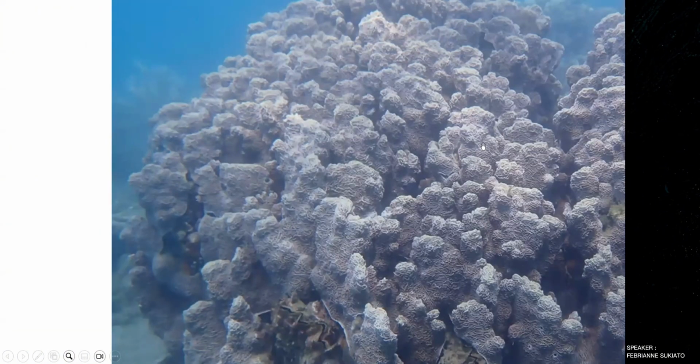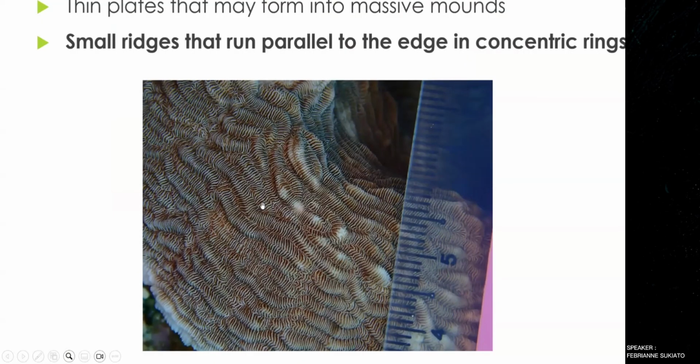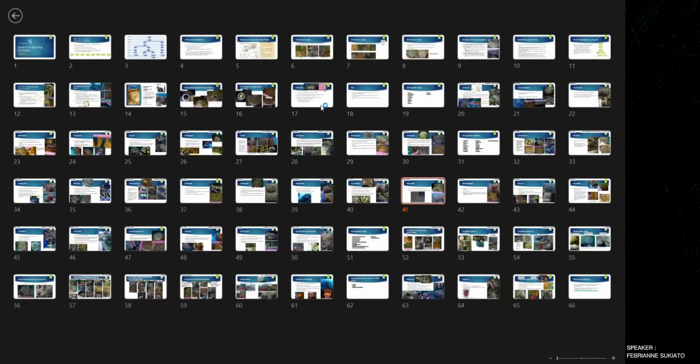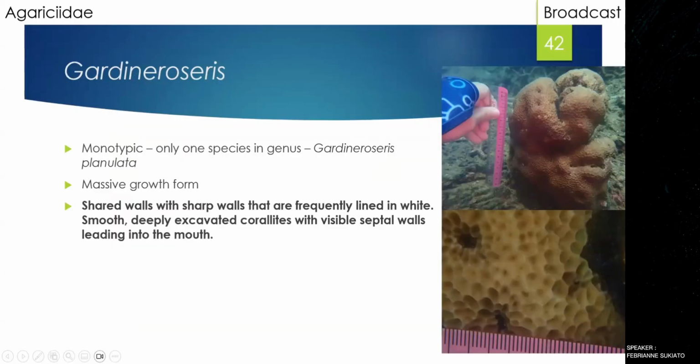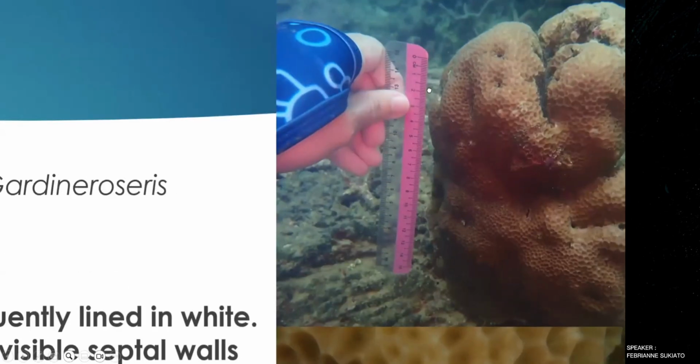So this is what it looks like zoomed in. It looks like it doesn't have any mouths or anything like that, but there are lines that radiate out, with concentric rings radiating out from the center. So we're starting to get a bit more challenging here. This is Gardneroceras. There's only Gardneroceras planulata in this genus, so it does make it a bit easier. It starts to get a bit difficult here.